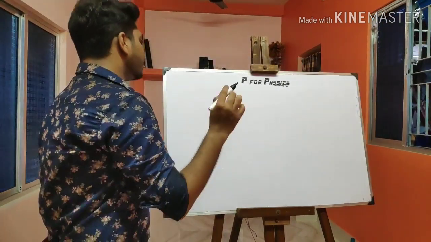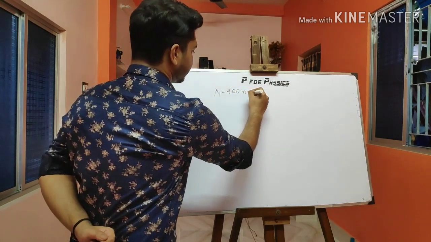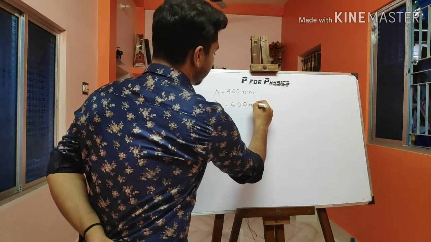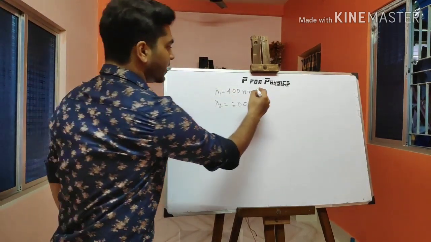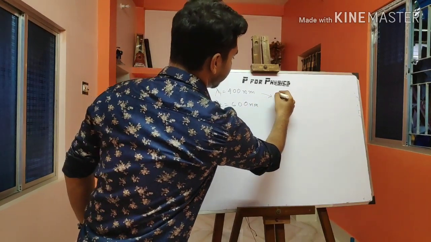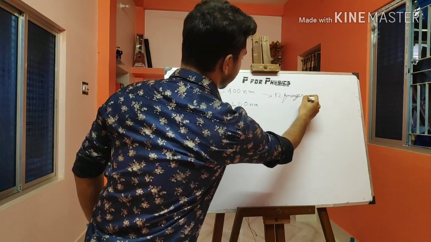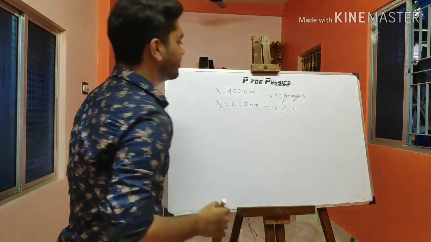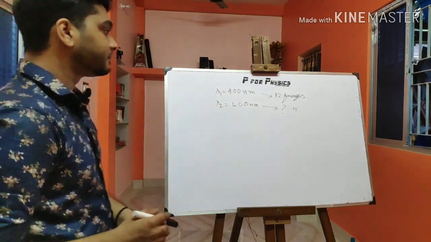It also gives us two wavelengths. One is 400 nanometer, another is 600 nanometer. It says when we use this one we have 12 fringes, and when we use this one I don't know how many fringes. We have to find out how many fringes. So that's the question. So what is the idea?